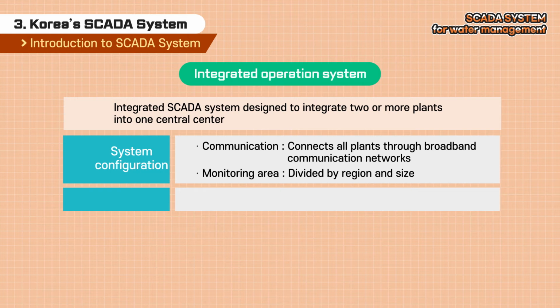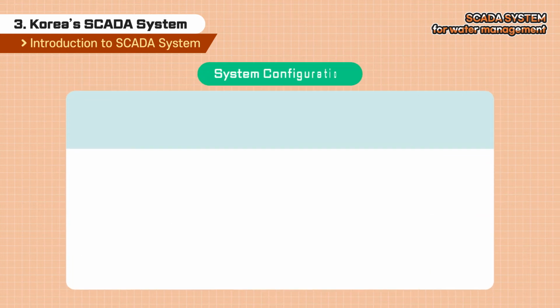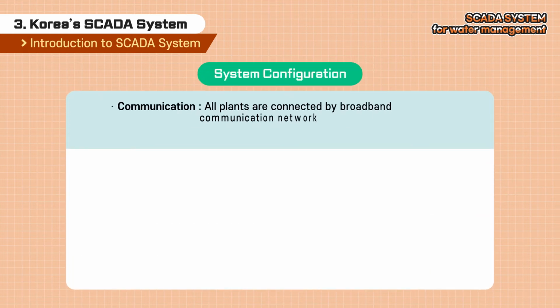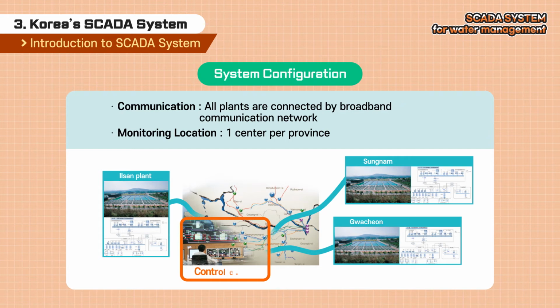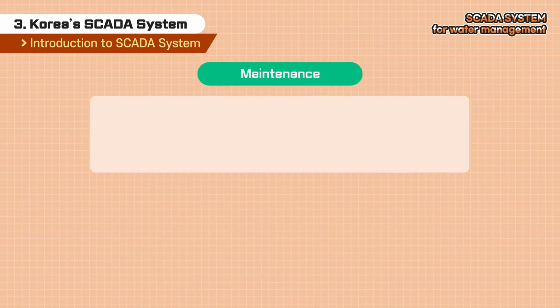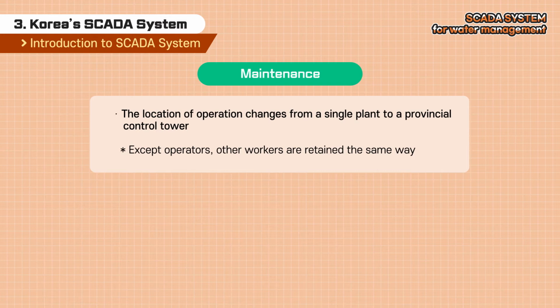high-speed communication network, and the monitoring and control scope is divided by region and size and operated on a 24-hour shift basis. In the system configuration, all plants are connected by broadband communication networks, and the monitoring area is divided based on the water supply pipelines and areas. Maintenance for each plant is based on shift work.